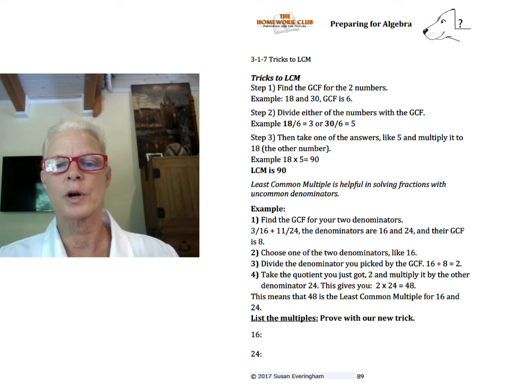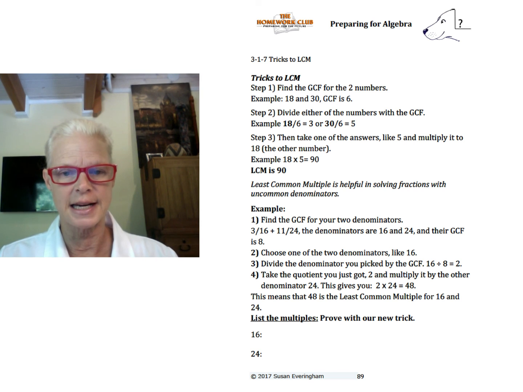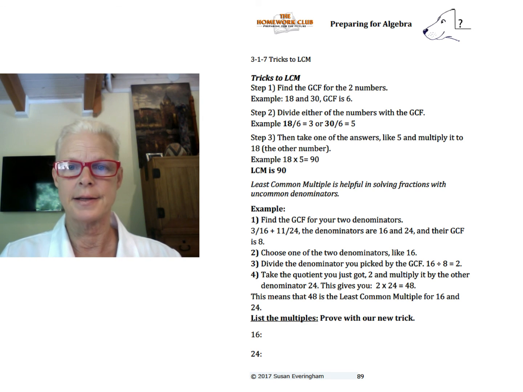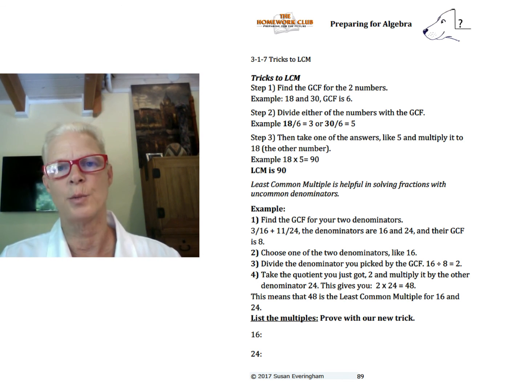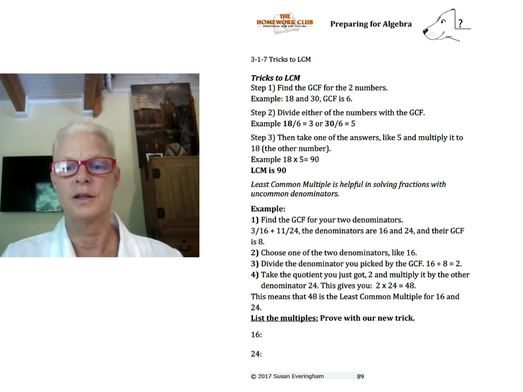Another example is we're going to take the denominators of uncommon fractions, 16 and 24. Choose one of the two denominators, in this case 16, and divide the denominator you picked by the GCF of those two numbers, which is 8, gives you 2. And then you multiply the 2 times the other number, 24. That'll give you the least common multiple. 2 times 24 is 48. Go ahead and prove this trick below with the two numbers, 16 and 24.